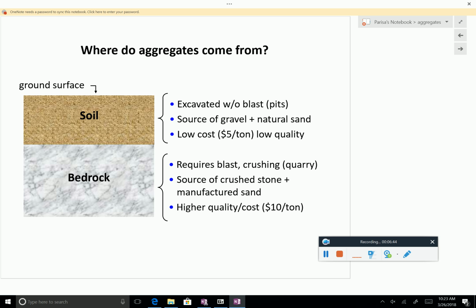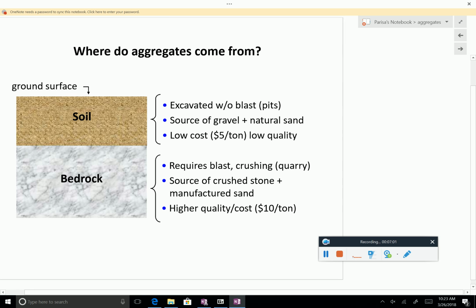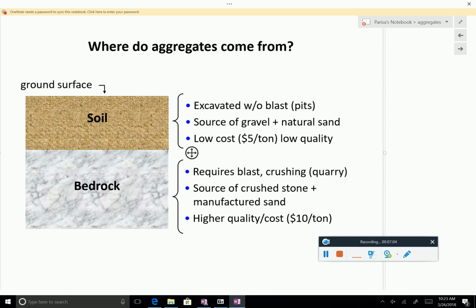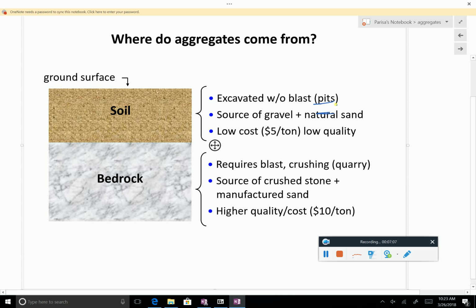We said that we get it from the earth, the crust of the earth. If you look at the crust of the earth, you have the topsoil and you have the bedrock. So one source of aggregate is when we just use pits. These are open quarries. There is no need to do any blasting. And because of that, it's the topsoil. These are low cost, but also low quality, because there can be anything. They can be mixed of different things depending on where you are.